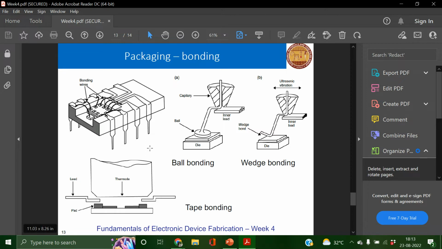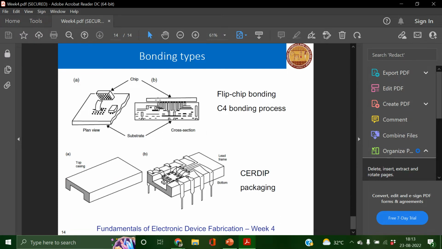Then came tape bonding. It is used for very thin wafers, where the leads are given onto a very thin tape, and this process is completed by what is called a thermode. A thermode is a heated diamond tip that is pressed onto the top of this tape for establishing the electrical contact.